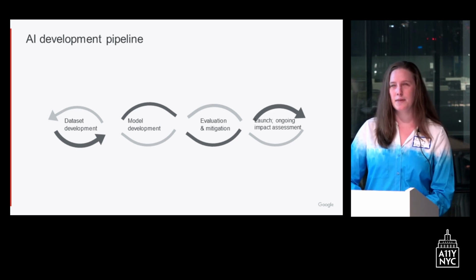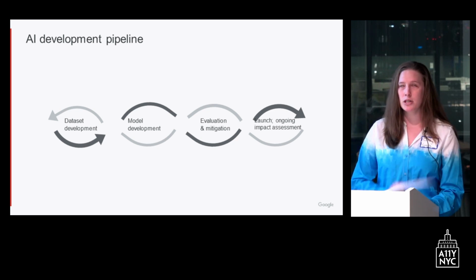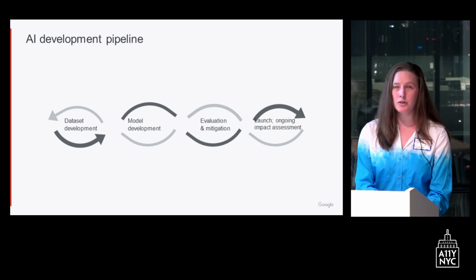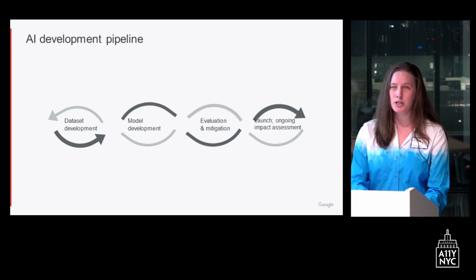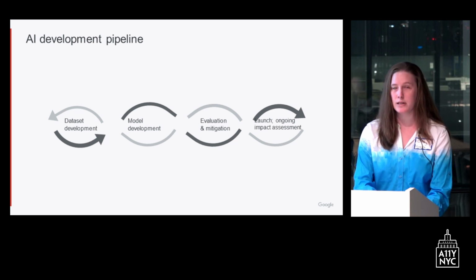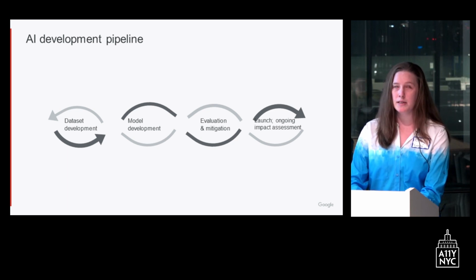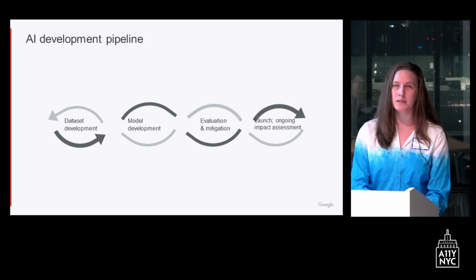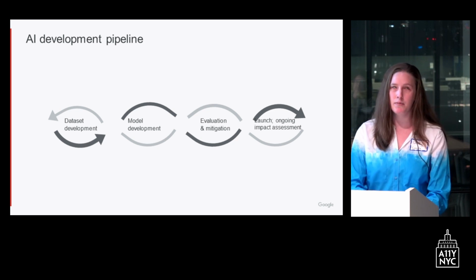And the next phase is evaluation and mitigation. This is where developers and researchers and analysts evaluate whether the model does what they wanted it to do and create mitigations. What's important here is that benefits and harms can only be measured if they're in the evaluation. So whatever's not evaluated is not going to be measured or mitigated.